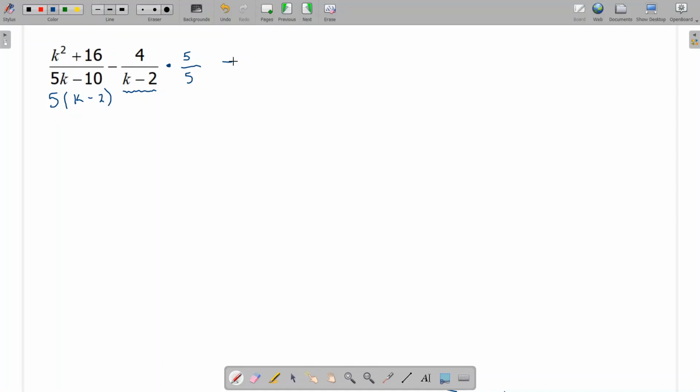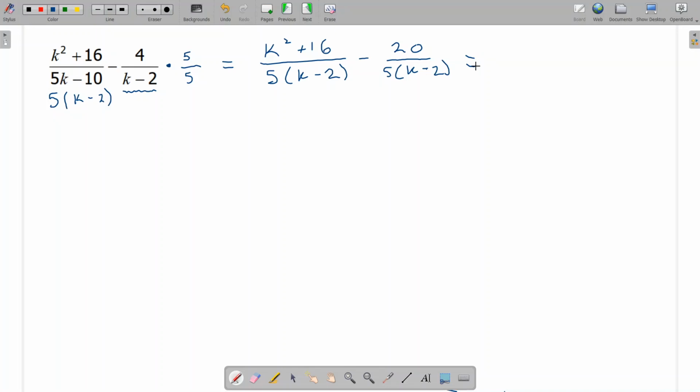If I do that, I'm going to get this. K squared plus 16 over 5 times k minus 2 minus 20 over 5 times k minus 2. Now, keep in mind, I'm leaving my denominator in factored form here because I'm going to do that eventually anyway. And once I have a common denominator, it's not like adding or subtracting anything. We're not combining it with the other one. So I would just leave it in factored form and save yourself a step here.